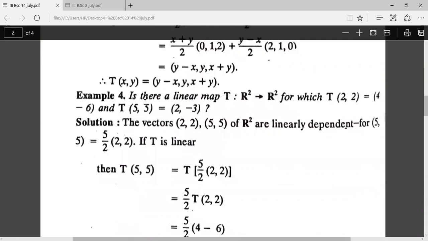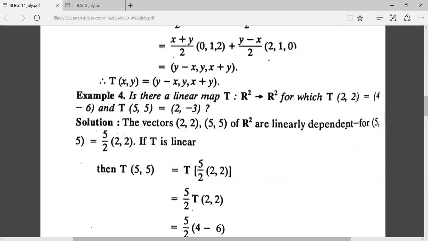Next. Is there a linear map T from R2 to R2 for which T of (2,2) is (4,-6) and T of (5,5) is (2,-3)? The meaning of this problem is T of (2,2) is (4,-6) and T of (5,5) is (2,-3).